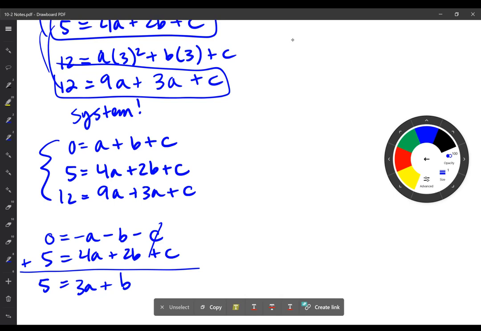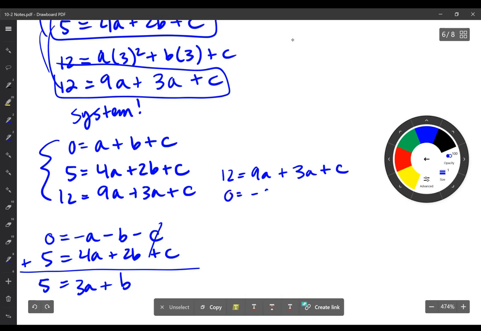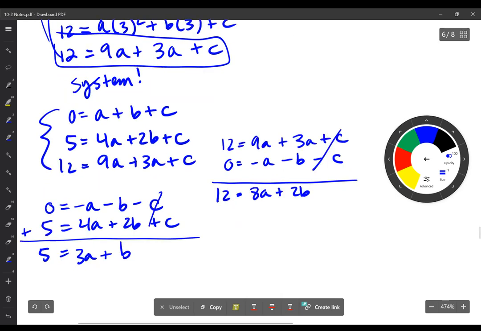Or maybe I'll just use the last one and the middle one. That would work too. So we'll do that. 12 equals 9a plus 3b plus c. There's so many different ways to go about solving. And I'll make the first one negative again. Negative a, negative b, negative c. So 12 equals 8a plus 2b. All right, now I'm going to take these two and make a system.